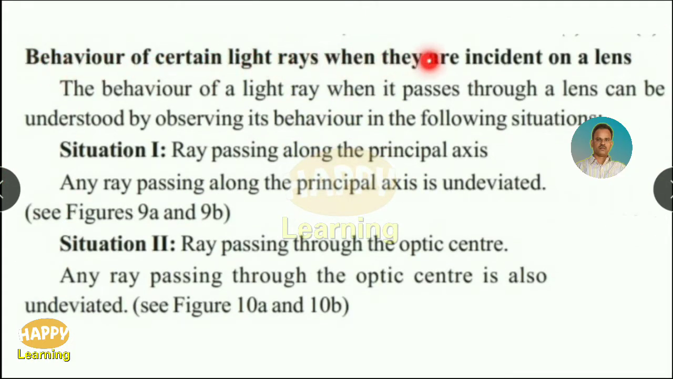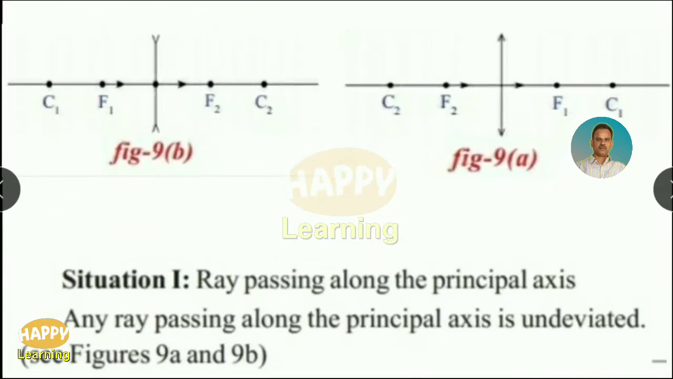Behavior of certain light rays when they are incident on a lens. The behavior of a light ray when it passes through a lens can be understood by observing its behavior in the following situations. So, this is situation 1. Ray passing along the principal axis.